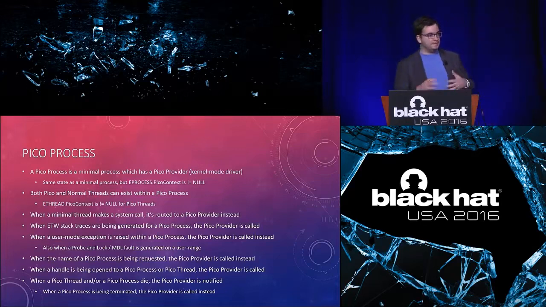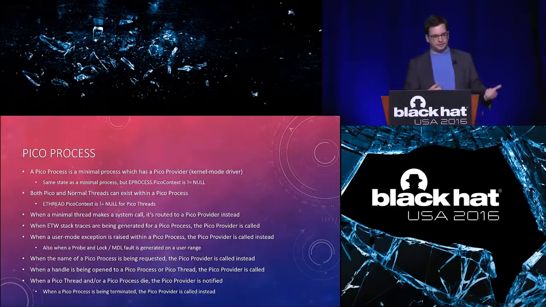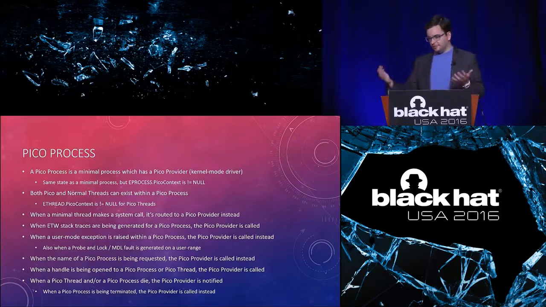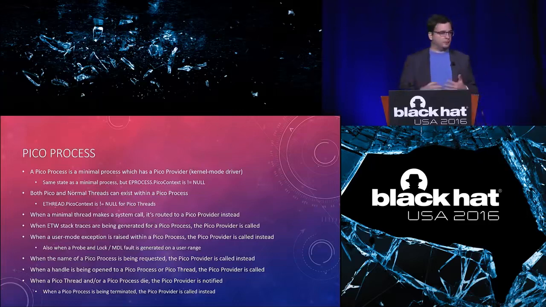So what does it mean to be a Pico process or a Pico thread? Well, for example, if you make a system call, you're going to be rerouted to the Pico provider. If someone wants a stack trace, it gets rerouted to the Pico provider. If you get an exception or a page fault, it gets rerouted to the Pico provider. If someone wants to know what the name of the process is, you guessed it, rerouted to the Pico provider. If someone tries to open a handle to this process or thread, the Pico provider says yes or no. And finally, when a Pico process dies or a Pico thread dies, once again, the Pico provider is notified.